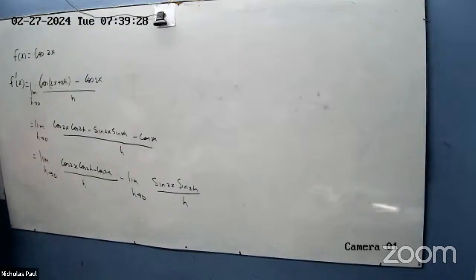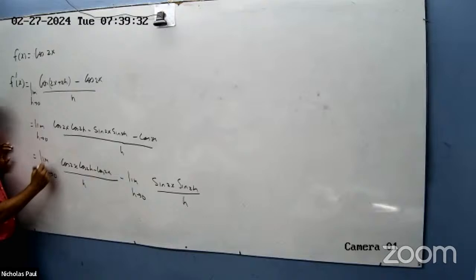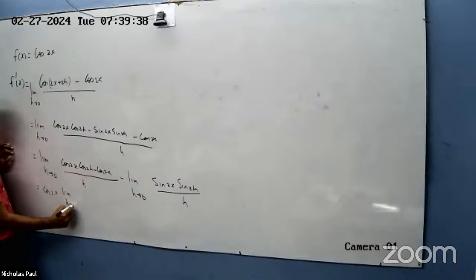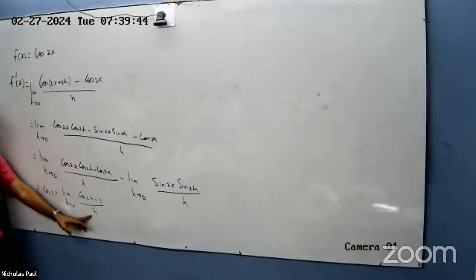Right? H over h. Well, watch this here. What to pull out here? Cos 2x. The limit as h approaches 0 of cos 2h minus 1 over h. Problem. What to do about this problem?